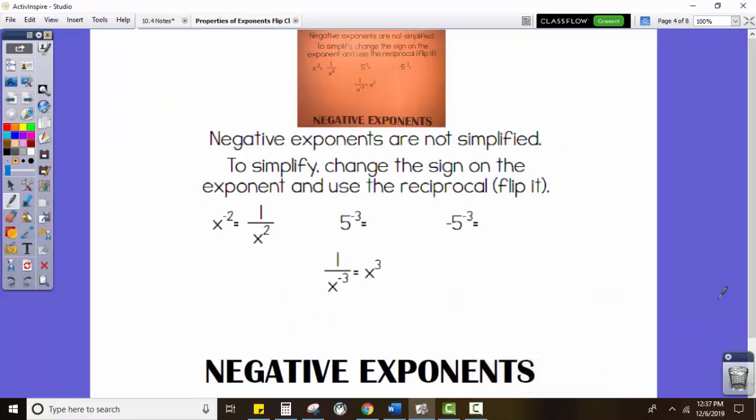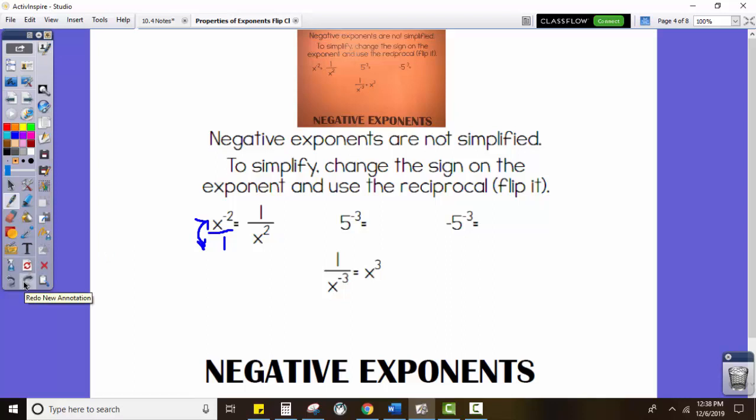Okay, so you're going to go to your flip chart and to the second tab, the orange one that says negative exponents, and we're going to record some simple information so that you have it to look back on. So negative exponents are not simplified. To simplify, change the sign on the exponent and use the reciprocal, flip it. So the first one has been done for you. It was x to the negative second, and remember that would be over 1. So when I take the reciprocal and I flip it, I end up with 1 over x to the second. And we leave it as x to the second because we don't know the value of x.